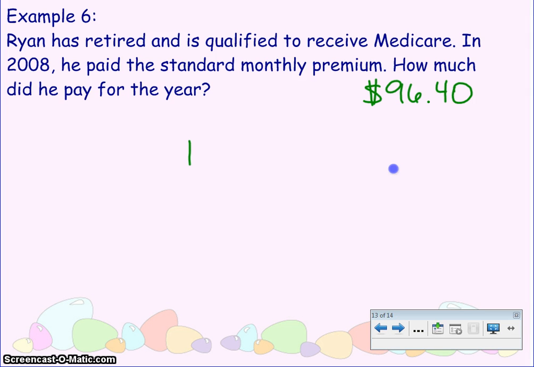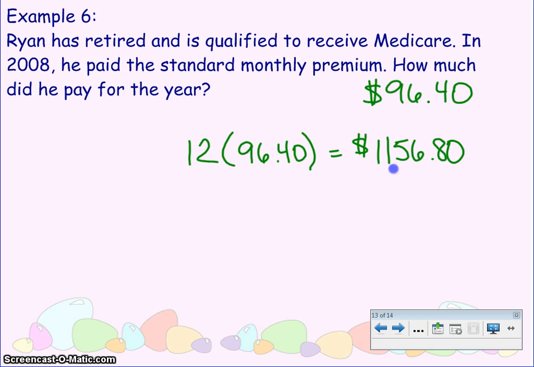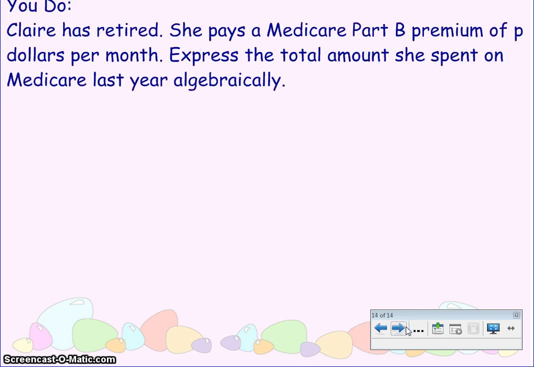So this one, pretty simple, especially after the last two that were a little bit more complicated. I take 12 because there's 12 months in a year, paying $96.40 a month. We find that he paid a total of $1,156.80. Go ahead and finish the last you-do. Press pause when you're ready. Come back and we'll finish this up.